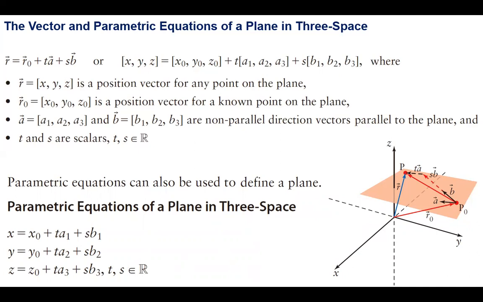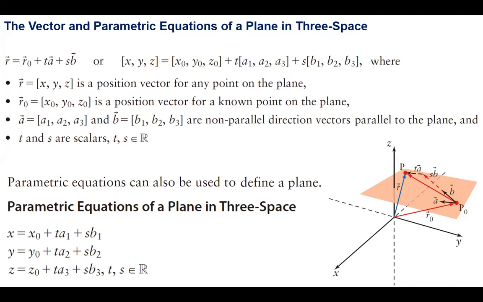Then the corresponding parametric equations can be defined as x equals x naught plus t times a1 plus s times b1. y equals y naught plus t times a2 plus s times b2. And z equals z naught plus t times a3 plus s times b3, where t and s belong to the real number set.